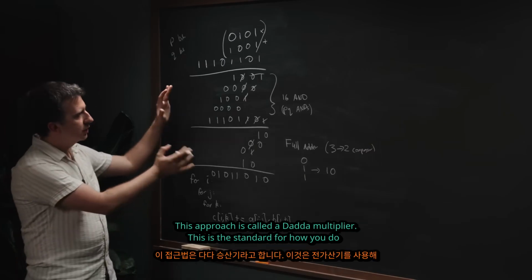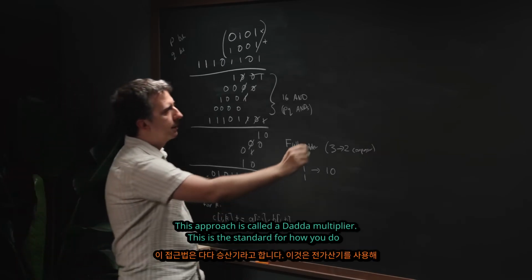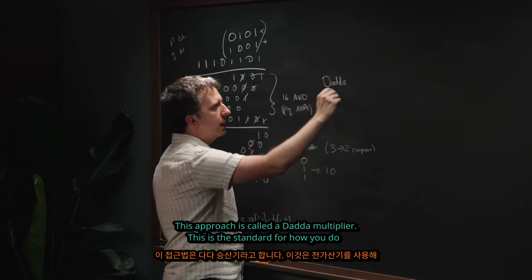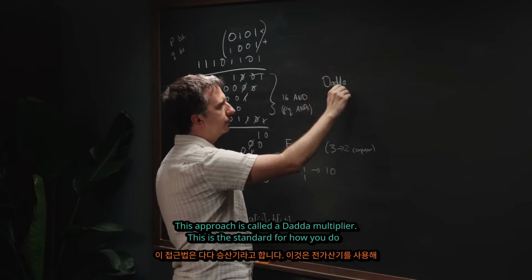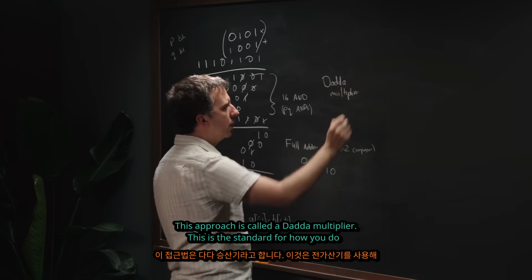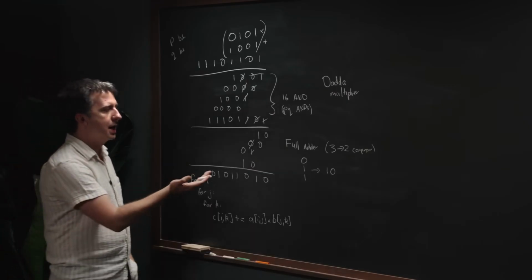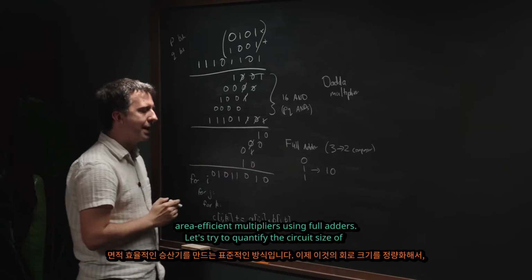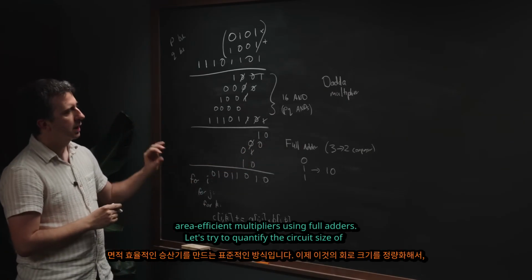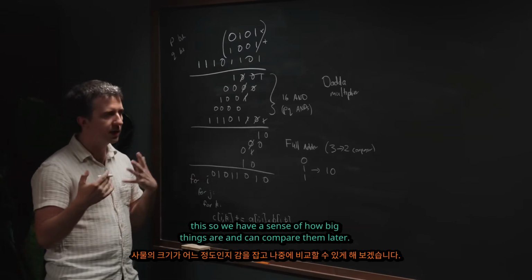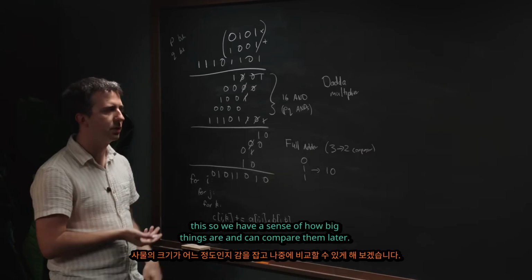So this approach that I've described here is called a Dadda multiplier. And this is the standard for how you do area efficient multipliers using full adders. Let's try and quantify the circuit size of this, just so we have a sense of how big things are, so we can compare to them later.